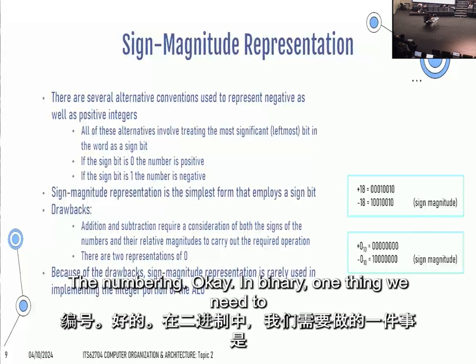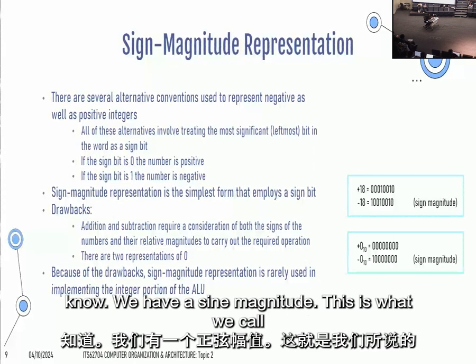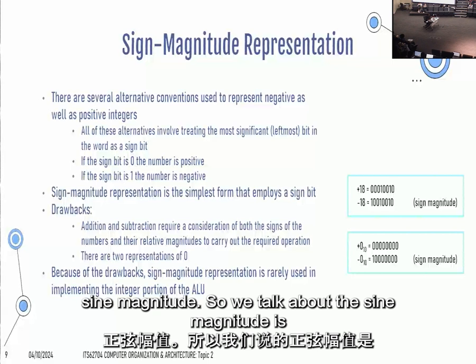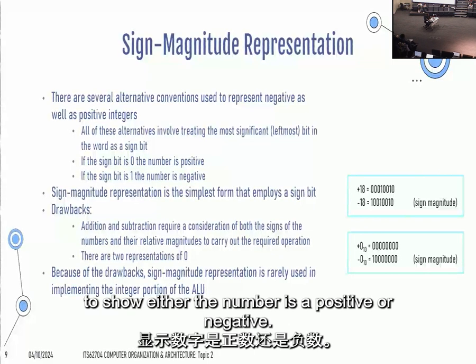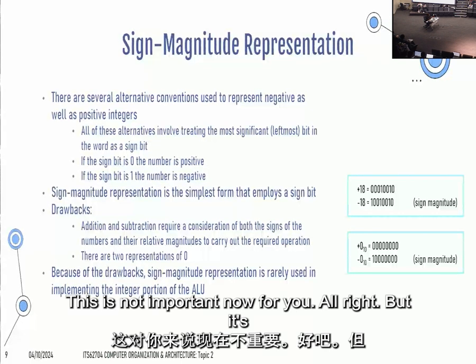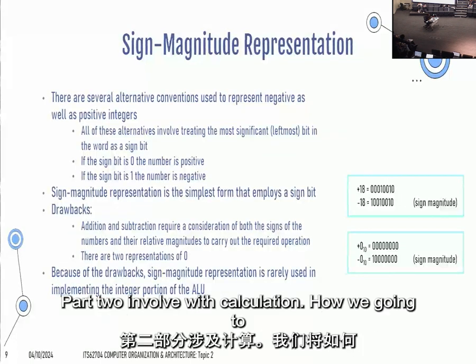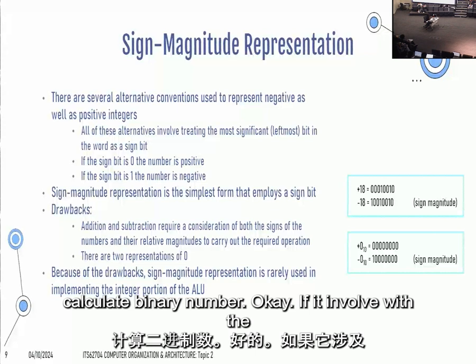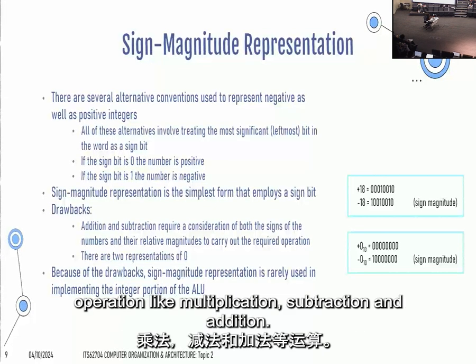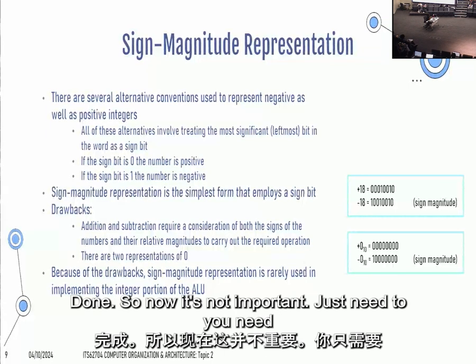All right. The numbering in binary, one thing you need to know, we have a sign magnitude. This is what I call sign magnitude. So the sign magnitude is to show whether the number is positive or negative. This is not important now for you, but it's important when we go to part 2 of the numerical system. Part 2 involves calculation. How are we going to calculate binary numbers, if it involves operations like multiplication, subtraction, and addition. Done. So now it's not important.